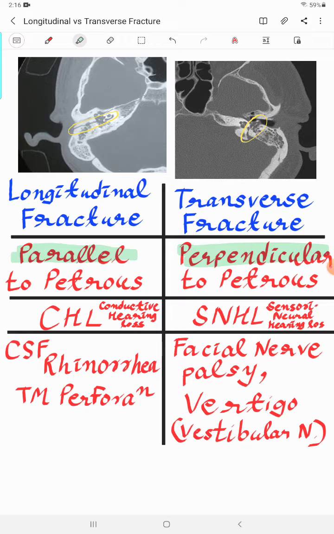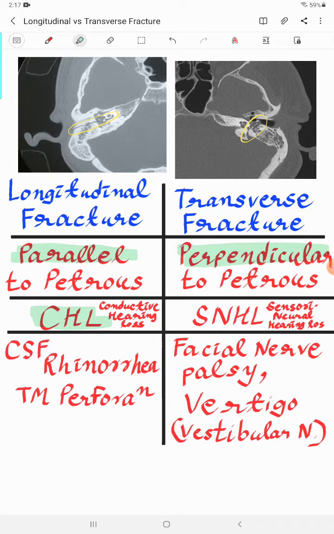The other thing is hearing loss. In a longitudinal fracture, as the external auditory canal and middle ear get affected due to this fracture line, there is conductive hearing loss. Whereas in transverse fracture, the internal acoustic meatus gets affected.